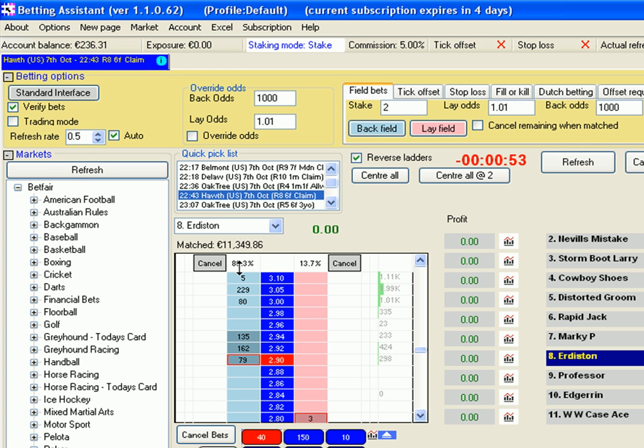So pretty much you've got the money here, you've got the odds here, you've got the money against the horse here, and then what you have here is what they call the weight of money, which is pretty much saying that most of the money here is betting on the horse to back. 48% now. It's evening out. Now it's gone the other way.